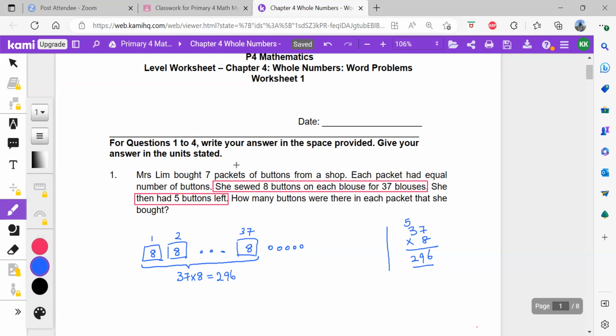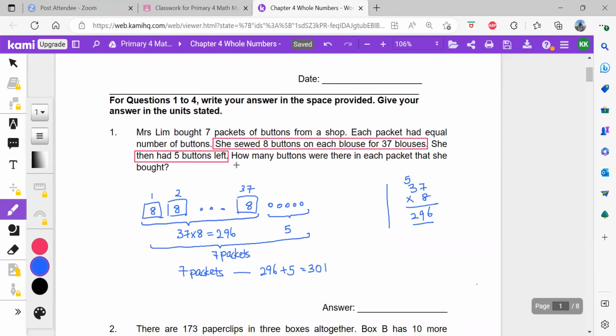All right, so plus these 5 buttons that are left behind, this total, all these buttons, where did I get all these buttons from? I got all these buttons from the 7 packets, the 7 packets of buttons that I bought. So I know the 7 packets of buttons have 296 plus the 5 remaining. That'll give me 301 buttons.